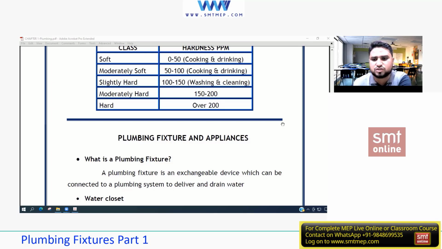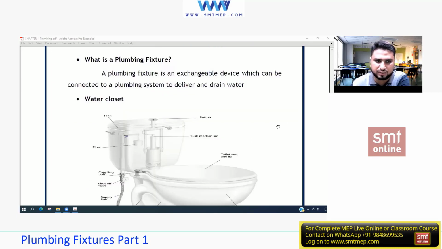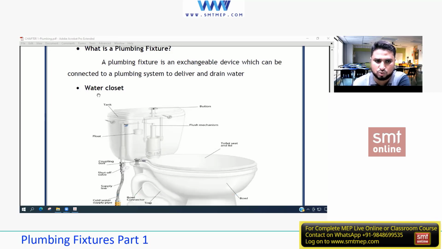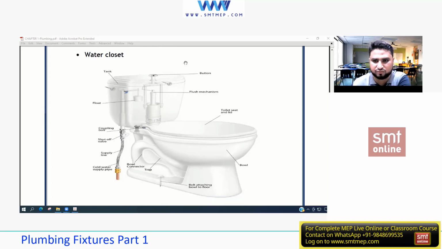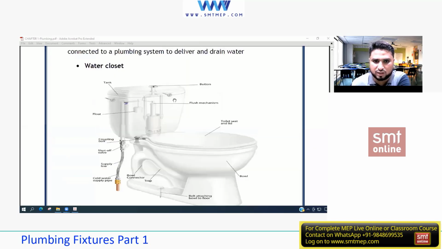Now the very first picture we're going to see in chapter number 1 is the WC in common, but in technical term we call it a water closet. WC is the abbreviation for water closet. In this also we have a number of variations or classifications. The first one you are seeing is Western, right? So this is the Western WC, or European, you can say.